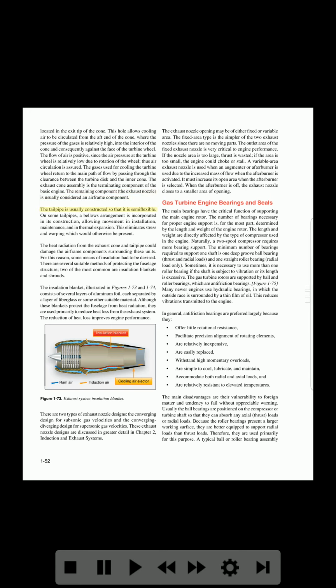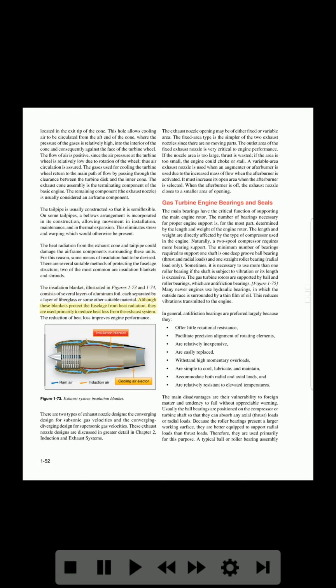The tailpipe is usually constructed so that it is semi-flexible. On some tailpipes, a bellows arrangement is incorporated in its construction, allowing movement in installation, maintenance, and in thermal expansion. This eliminates stress and warping which would otherwise be present. The heat radiation from the exhaust cone and tailpipe could damage the airframe components surrounding these units. For this reason, some means of insulation had to be devised. There are several suitable methods of protecting the fuselage structure. Two of the most common are insulation blankets and shrouds. The insulation blanket, illustrated in Figures 1-73 and 1-74, consists of several layers of aluminum foil, each separated by a layer of fiberglass or some other suitable material.